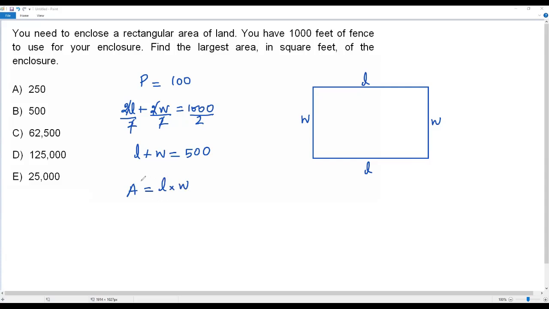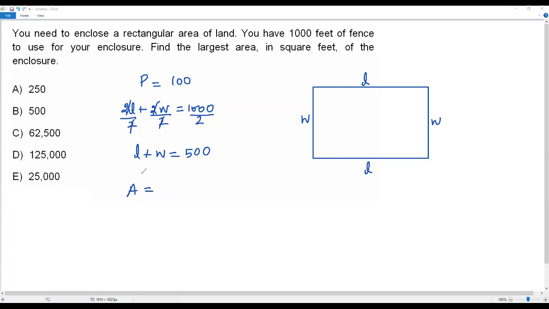Now here I got a function for area, but in terms of two variables, L and W. If I want to find the largest area, that is the maximum value of this A, I need A as a function of just one variable so that I can find its maximum value easily. But here we have two variables, L and W. So either I have to get rid of L or W. So what do we have to do for that?